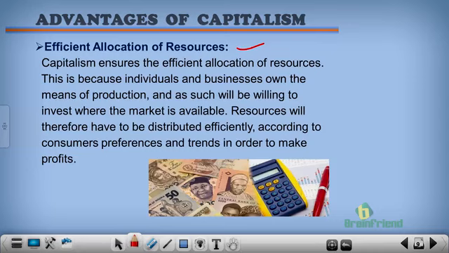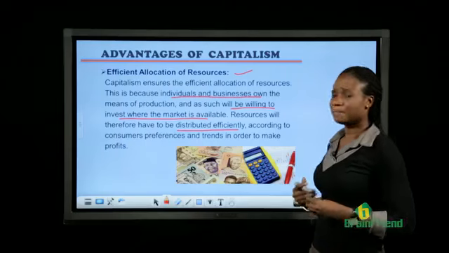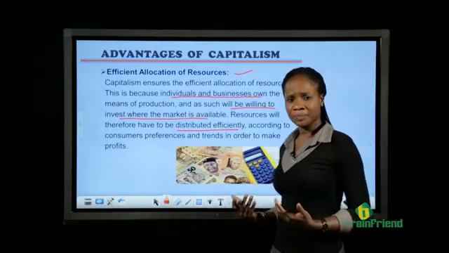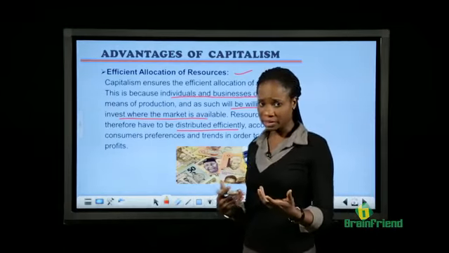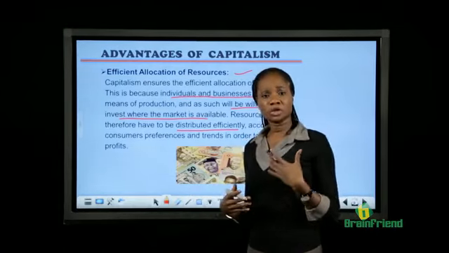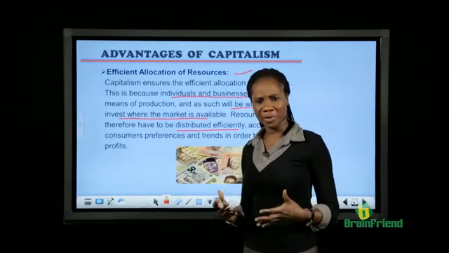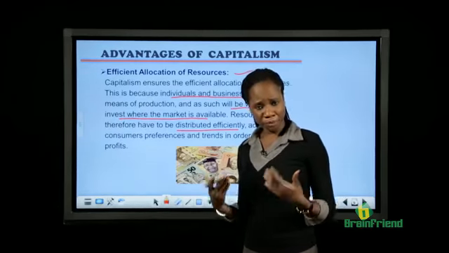Capitalism is a system that ensures that efficient allocation of resources is being carried out and channeled to places that have high demand for such products, which simply means they'll be willing to invest where the market is. That's what we mean by products that will bring high profits to them. These resources will then be distributed according to customers' preference and trends. What we mean is that because they are the ones that own these resources, and they know that where they put their money, they want profit, and this profit belongs to them, they strive hard to ensure that they put their money where there is market, where they will gain profit.